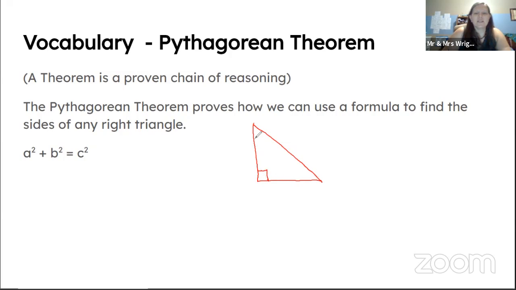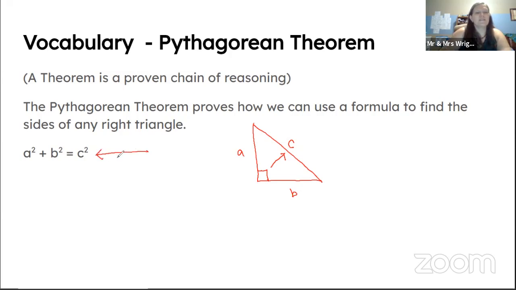These two that create the right angle are called the legs, and those can be labeled A and B. It doesn't matter which one's which, okay? You can have this one be B and this one A, or you can flip it and have this one be A and this one be B. However, the right angle is always pointing to what's called the hypotenuse, and that's always, always, always going to be C in our mathematical problem, okay?